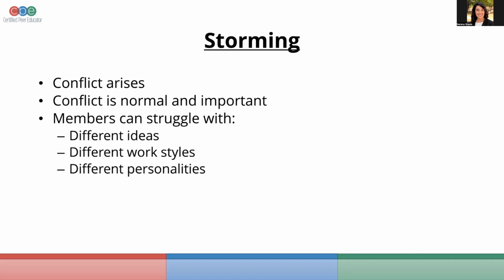And again, if you ever have any conflict in your group and you don't know how to resolve it, you can go to your program manager and see how y'all can get together to work through some of these issues that are arising.